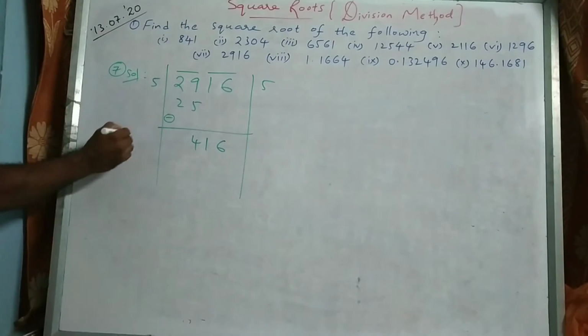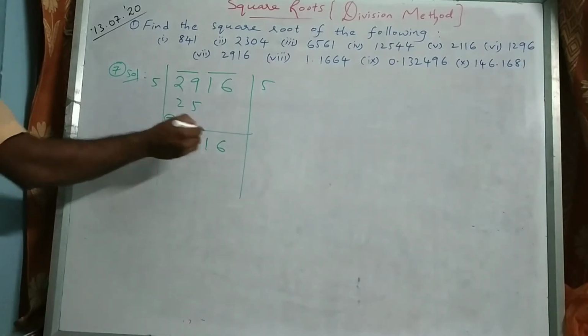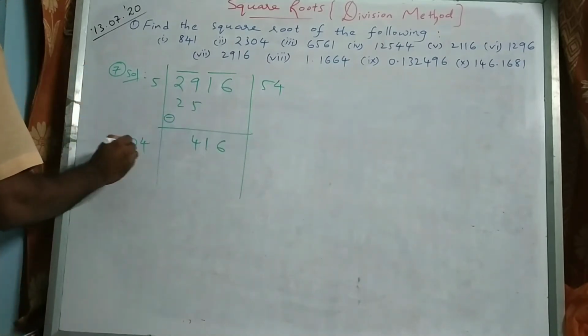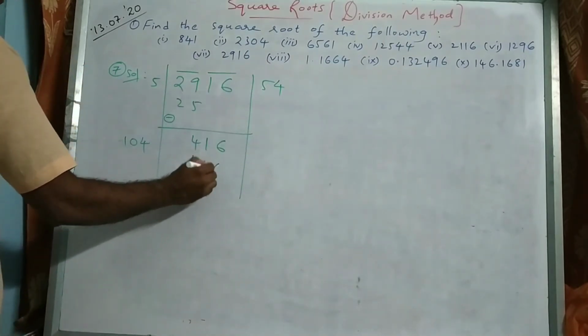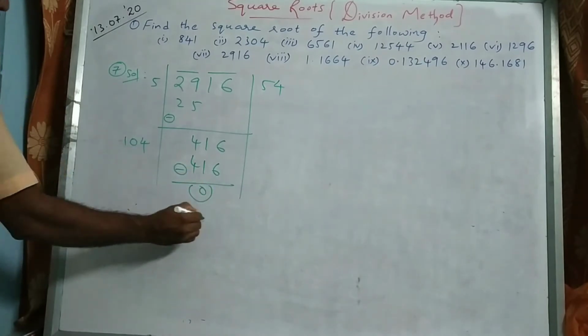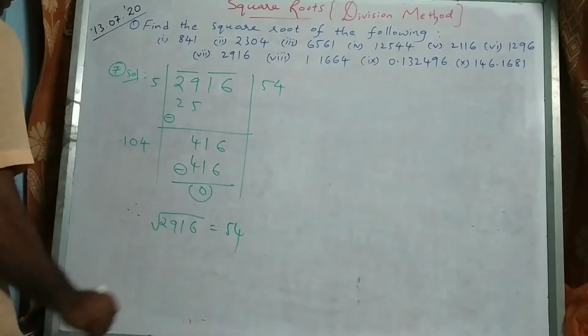Double of this number is 10. 2 times 5 is 10. Now whatever number we write here, the same number you have to write there. If I write 4 here, there also 4. 104 fours, 416. So the square root of 2916 is 54.